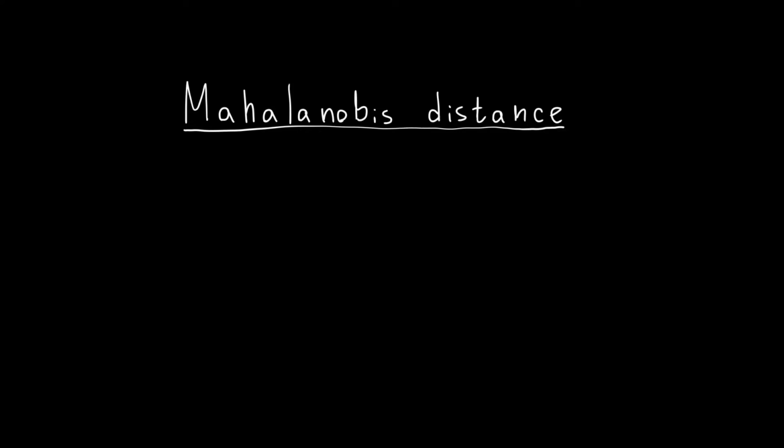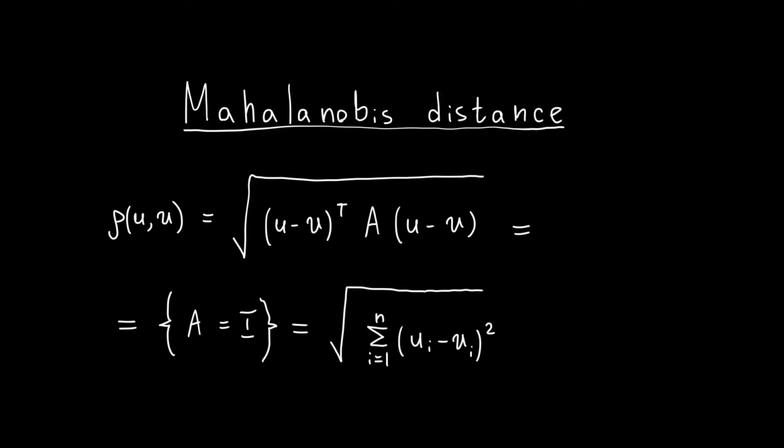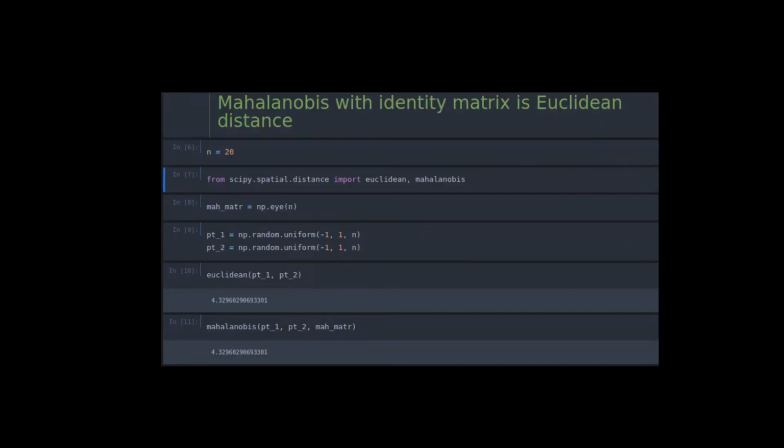Mahalanobis distance between 2 points u and v is computed using the following expression, where matrix A is a parameter. Let's insert specific matrices A and see what will happen to the metric. If A equals identity, we have square root of (u minus v) transposed multiplied by (u minus v), which can be seen as scalar product of vector u minus v with itself. That's Euclidean distance. So Mahalanobis distance with identity matrix A is equivalent to Euclidean distance.